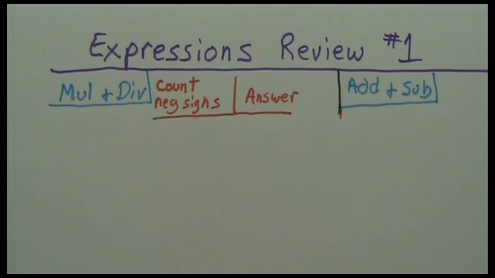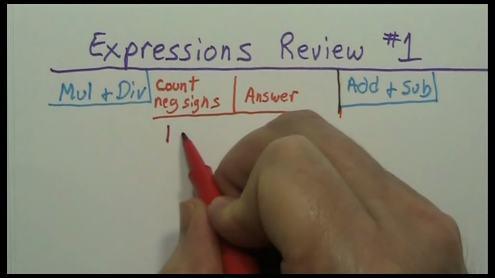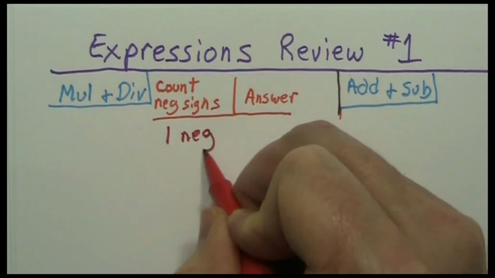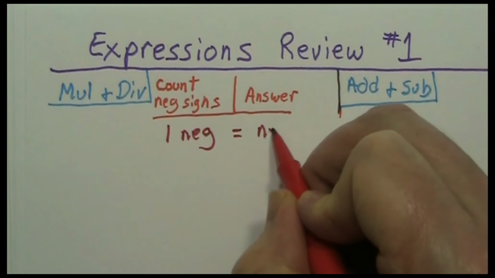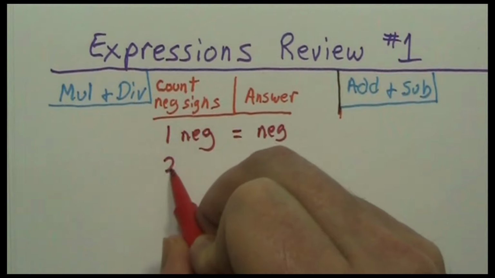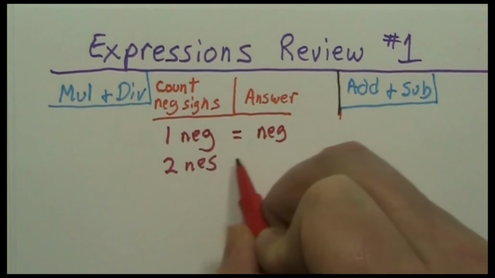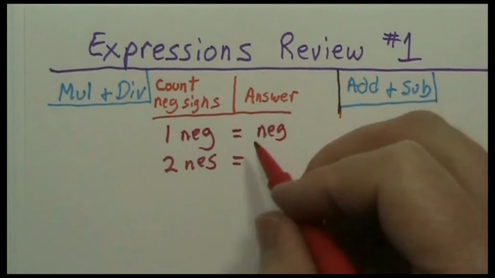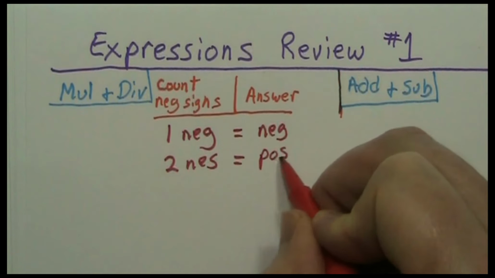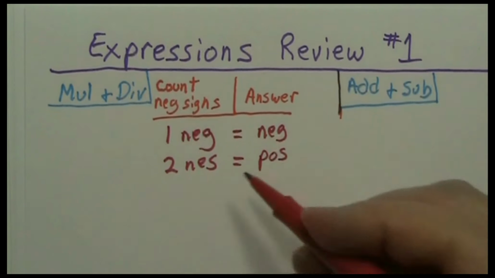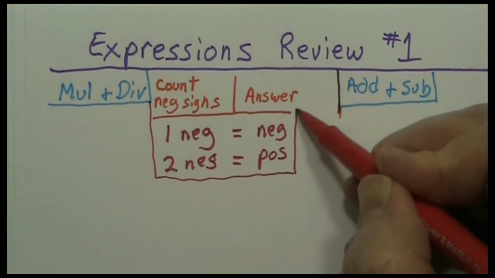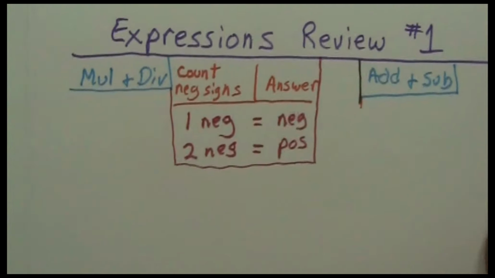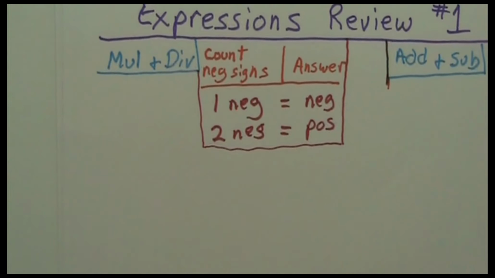So if we have one negative sign, that means our answer is negative. If we have two negative signs, then our answer is positive. And that's basically the rules right there. So let's give us some examples.